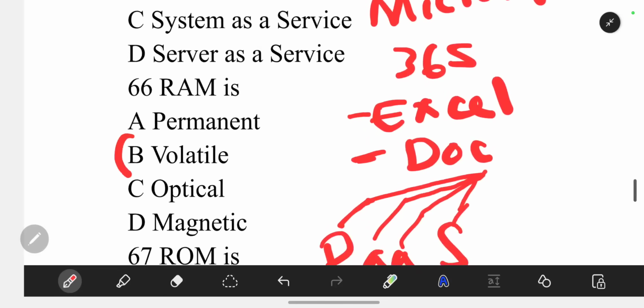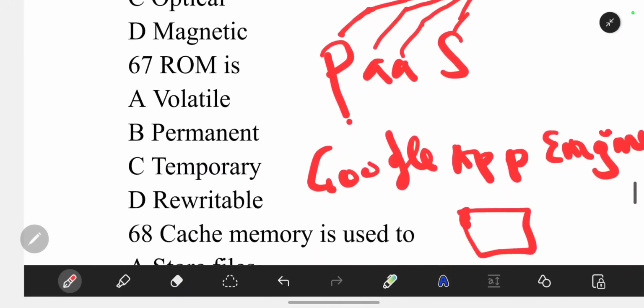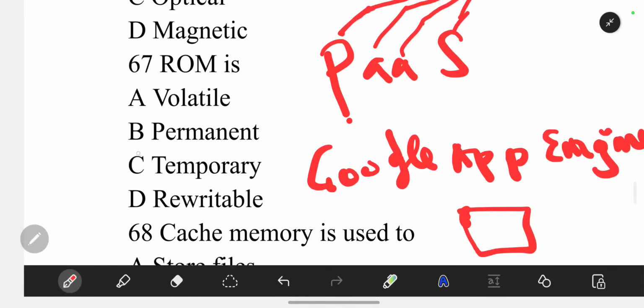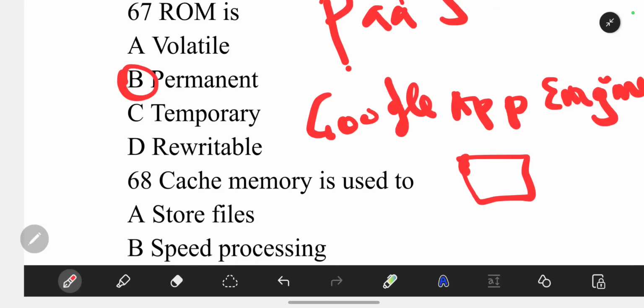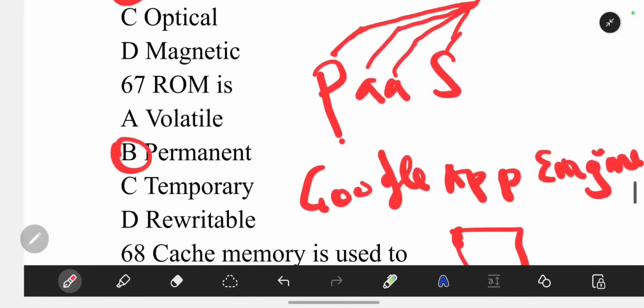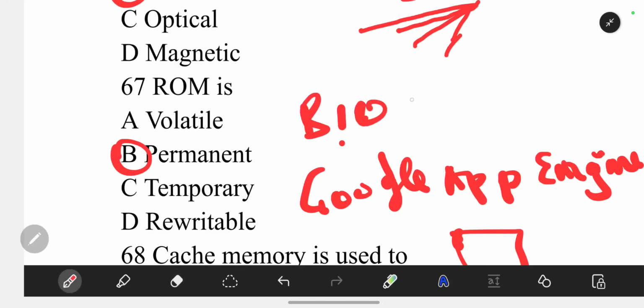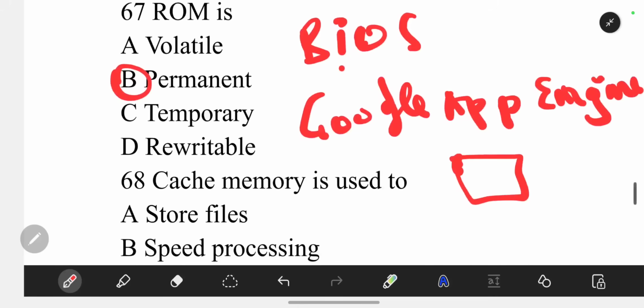66: RAM is volatile. Remember, RAM is volatile. ROM is non-volatile. It is permanent. So this is not rewritable because it stores certain information that is important. Remember the one that I am constantly giving as an example, which is the BIOS, the basic input output system. It allows the computer to know how to turn on. So that type of information should not be able to be rewritten. It should be fixed. The computer should always know how to turn itself on.